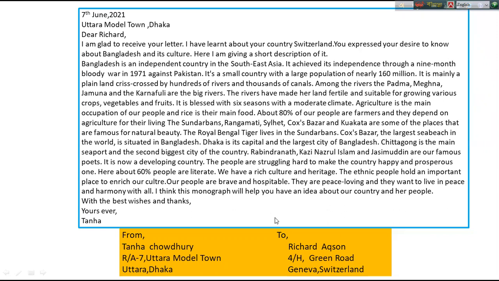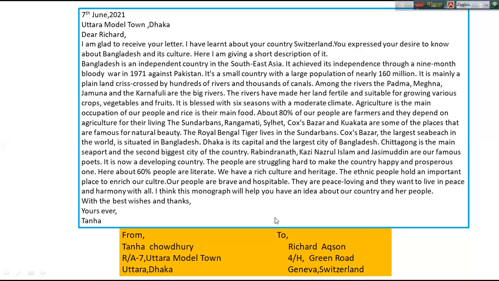About 80% of our people are farmers, and they depend on agriculture for their living. The Sundarbans, Rangamati, Sylhet, Cox's Bazar, and Kuakata are some of the places famous for natural beauty. The Royal Bengal tiger lives in the Sundarbans. Cox's Bazar, the largest sea beach in the world, is situated in Bangladesh. Dhaka is its capital and the largest city. Chittagong is the main seaport and the second biggest city of the country. Rabindranath, Kazi Nazrul Islam, and Jasimuddin are our famous poets. It is now a developing country. The people are struggling hard to make the country happy and prosperous.